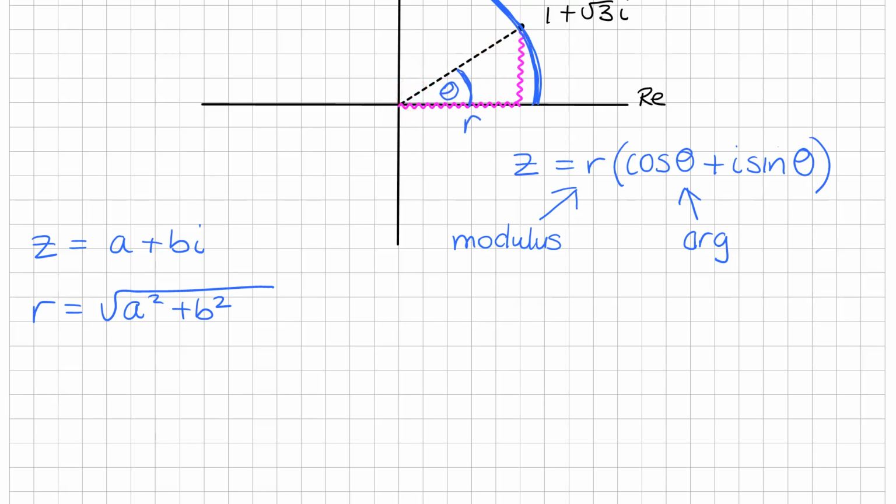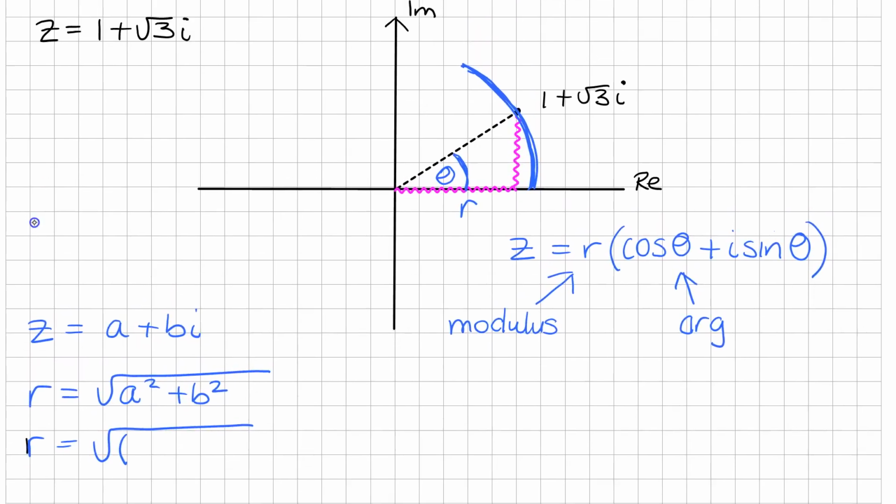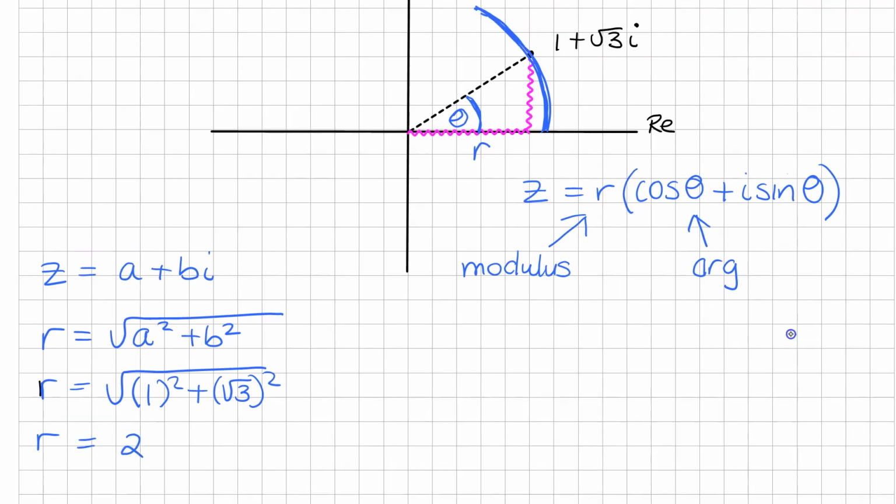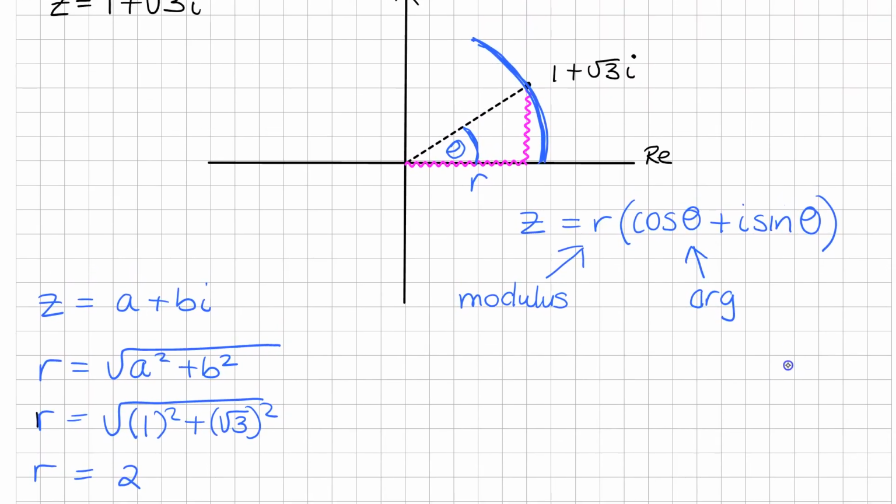Filling in those numbers, r is equal to the square root of, my number was 1 plus root 3i, so 1 squared plus root 3 squared. When I work that out, I get r equal to the square root of 4, which is 2. So that's the r part, and the next thing I need to work out is the angle.